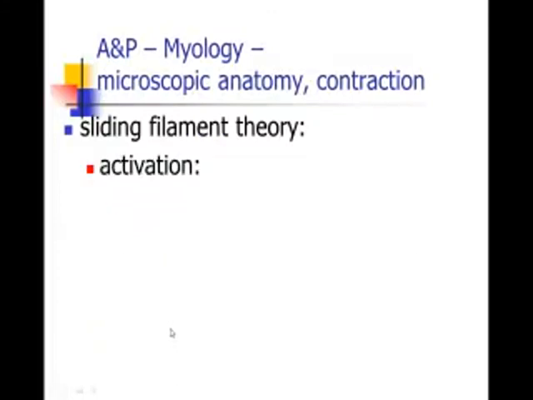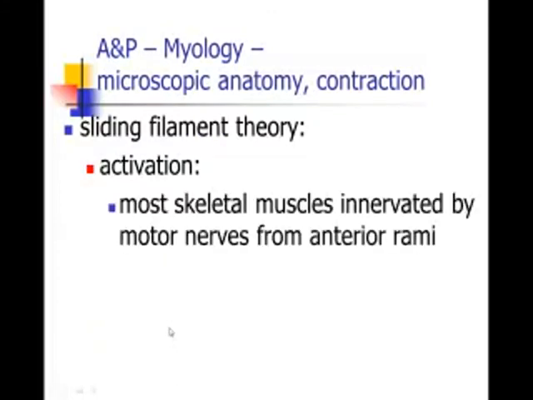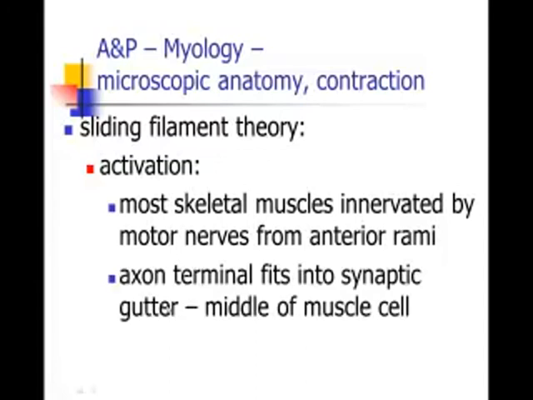So how does it get activated? It gets activated usually by a motor nerve. Motor nerves throughout the body primarily are coming from the anterior rami of the spinal nerves. And the axon terminal of the neuron fits into a depression near the middle of the muscle cell, which is called the synaptic gutter.